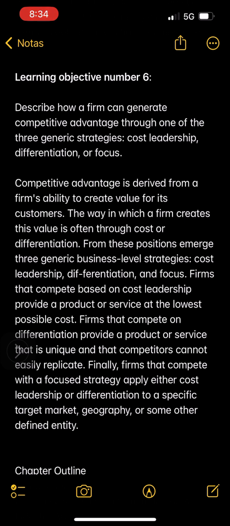Firms that compete based on cost leadership provide a product or service at the lowest possible cost. Firms that compete on differentiation provide a product or service that is unique and that competitors cannot easily replicate. Finally, firms that compete with a focus strategy apply either cost leadership or differentiation to a specific target market, geography, or some other defined entity.